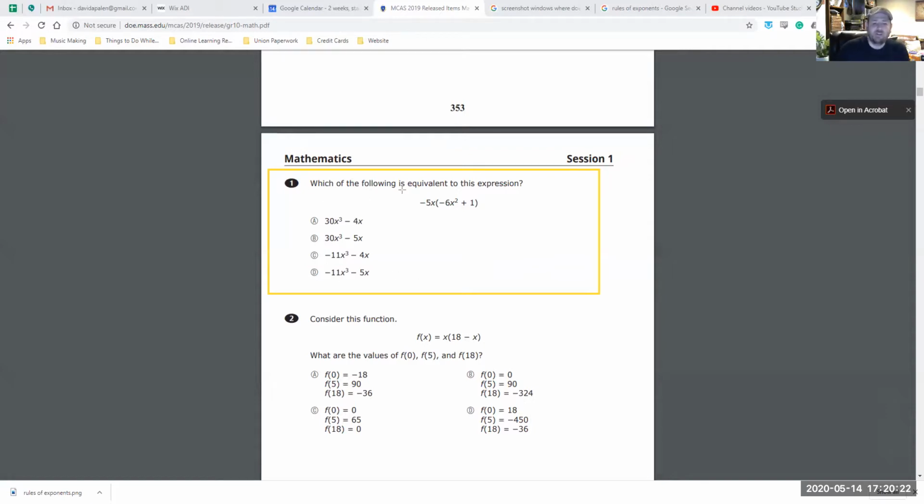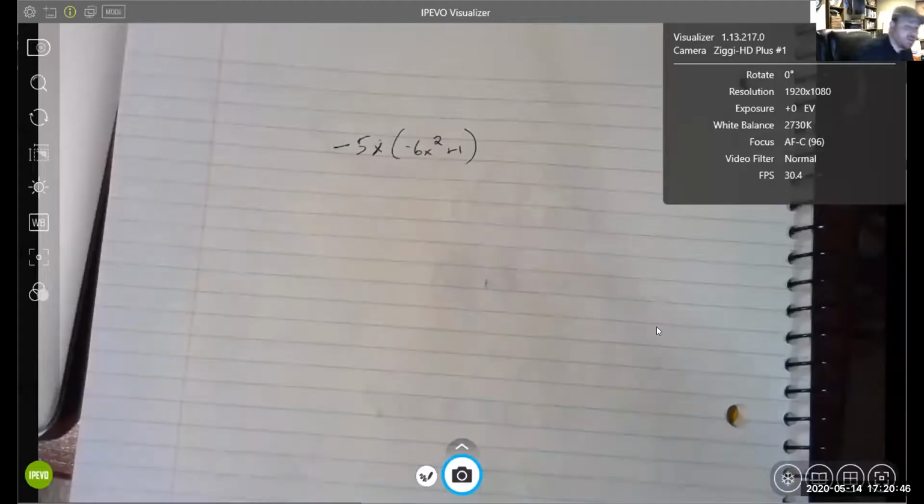Now, what this question is doing is it's trying to test your knowledge of a few different things, including the distributive property, and probably really what it's getting at is the rules of exponents here. So I'm going to show you exactly what they are looking for here. I'm going to bring up my camera right now. There we go. And you can see here that I wrote the problem down. It's negative 5x times negative 6x squared plus 1.